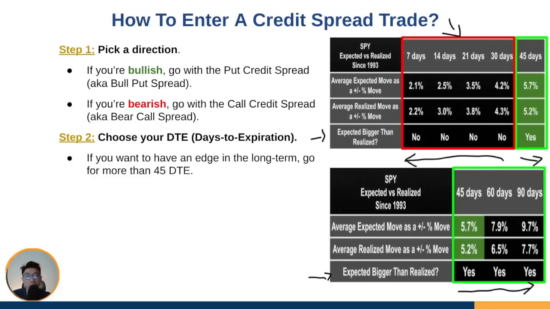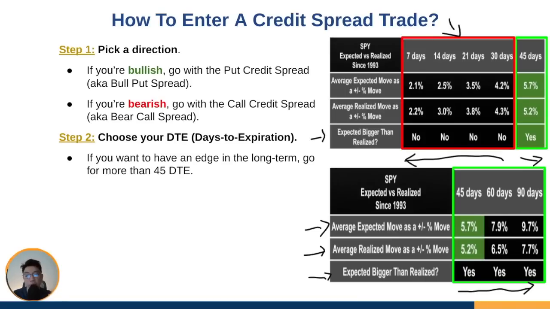So you can see down here, the average expected move for 45 days is 5.7%. This is what the market expects it will move in the next, say, 45 days. But the average realized move, the actual move that happened, is only 5.2%. That means it moved slightly smaller than the expected move.